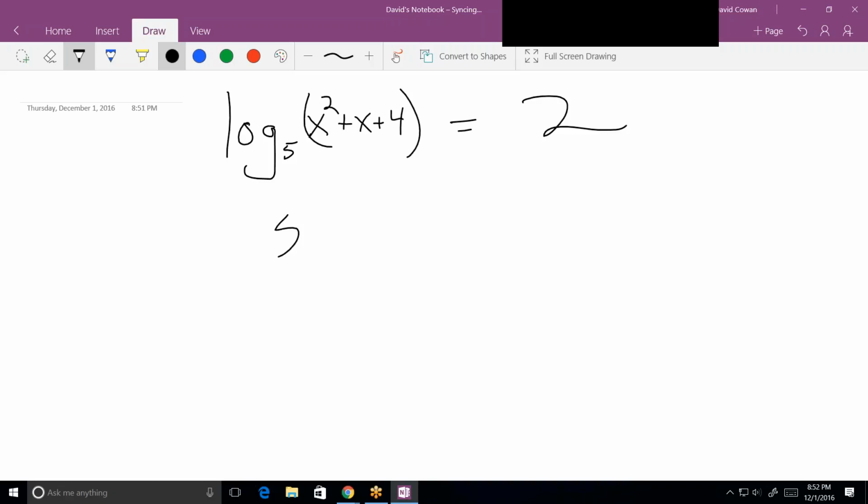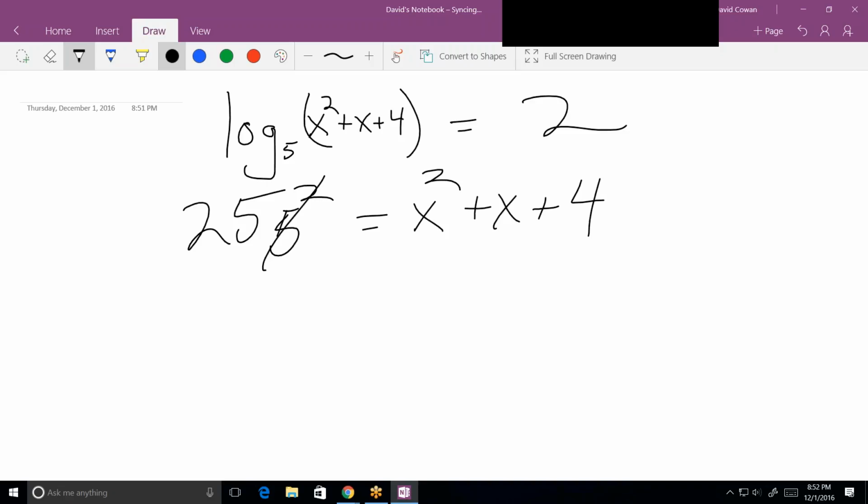5 squared equals x squared plus x plus 4. Now it's a simple quadratic. Okay, I'll let you finish solving it. So square 5 and make it 25, and then subtract 25 from both sides, which leaves 0 on the left, and x squared plus x minus 21 on the other side. And then, can we factor that?